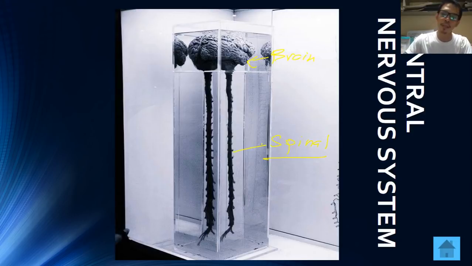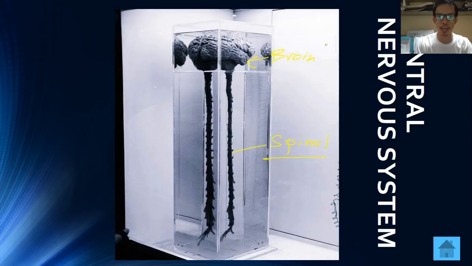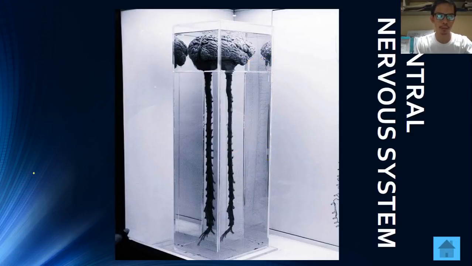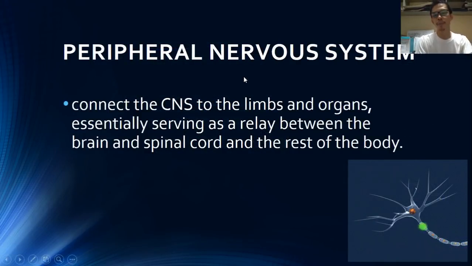So basically, the brain does what they call the integration part of the function of your nervous system. Okay, so with that, that's the central nervous system. So we go now to the peripheral nervous system.